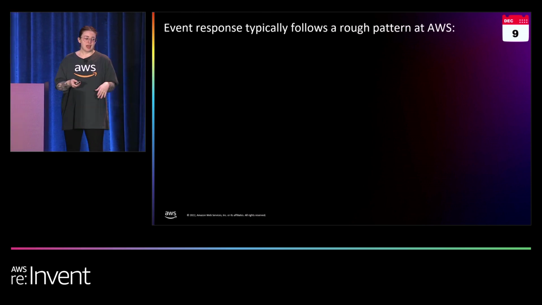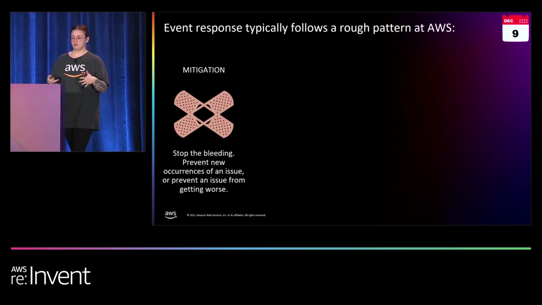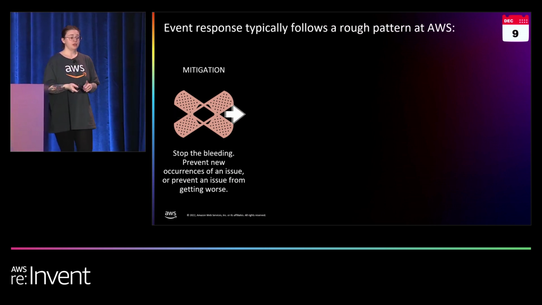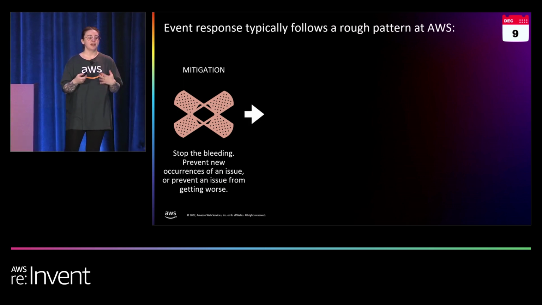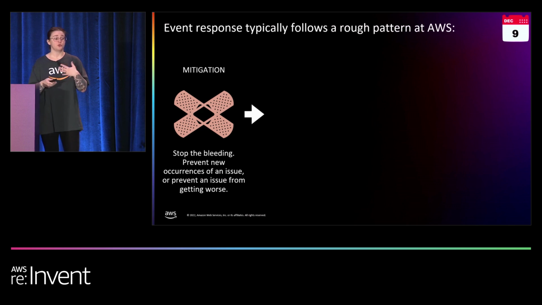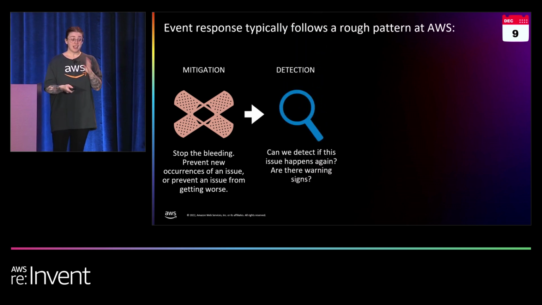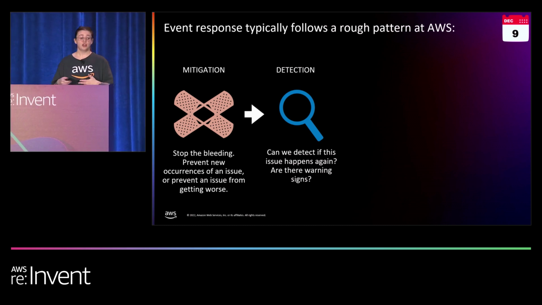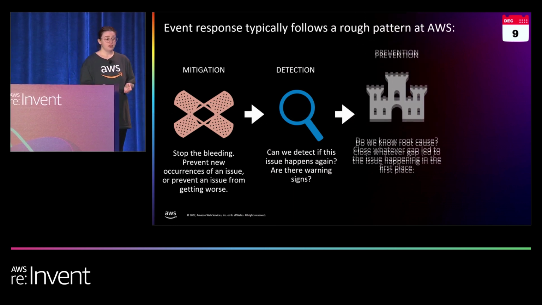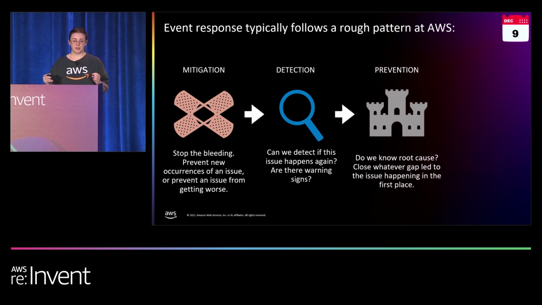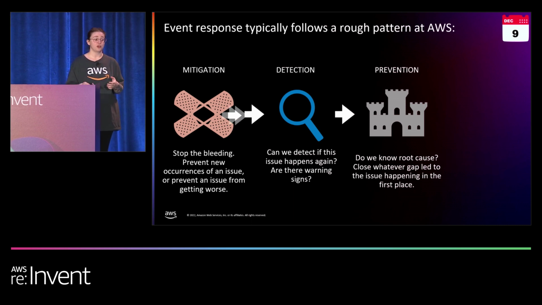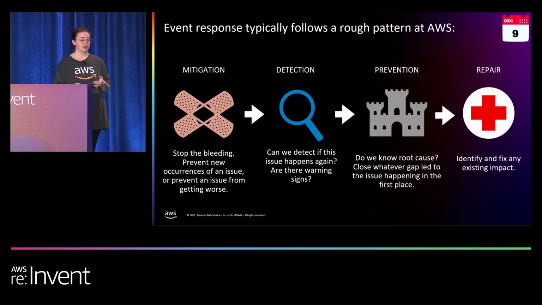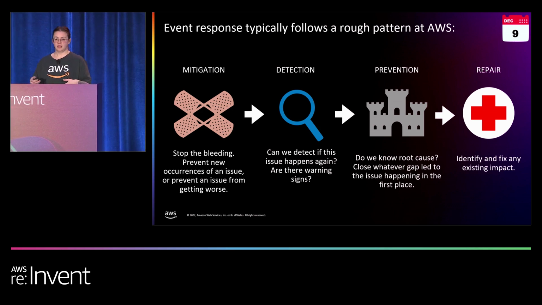We talked a little about this in the abstract, but typically the event response follows a really standard pattern for AWS. The first one is mitigation: stop the bleeding. Can I prevent an issue from getting worse, or prevent new occurrences from happening? Second, detection. Can I tell if this happens again? If someone can exploit this, will I know? Are there warning signs? Next is prevention. Do I know what the root cause was? Can I close whatever gap led to this issue happening in the first place? And the very last step is cleanup. Can I identify and fix any existing impact? Can I fix what's already happened?